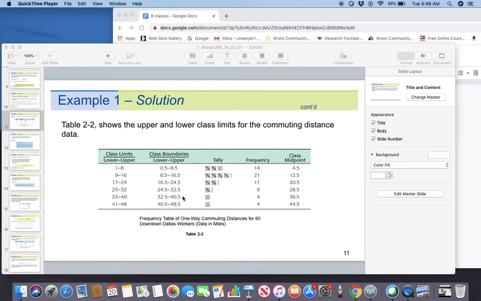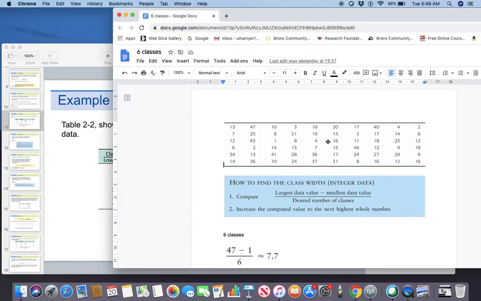So we were looking at the frequency distribution table. How did we arrive at it? We had this bunch of data, all these numbers. We are supposed to use 6 classes. So how do you first compute the class width? Take the largest data value, that was 47, minus the smallest data value, that was 1, the whole over the desired number of classes, that was 6.